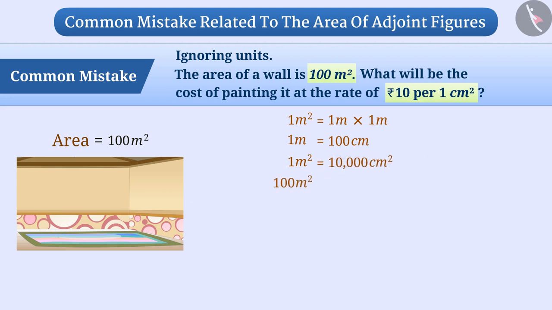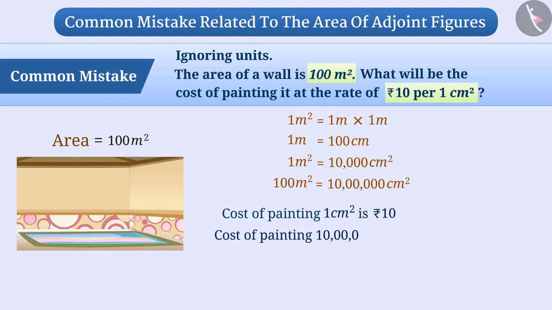Thus, 100 meter square is equal to 10 lakh centimeter square. Since the cost of painting 1 centimeter square is 10 rupees, the cost of painting 10 lakh centimeter square will be 10 multiplied by 10 lakh, which is equal to 1 crore rupees.